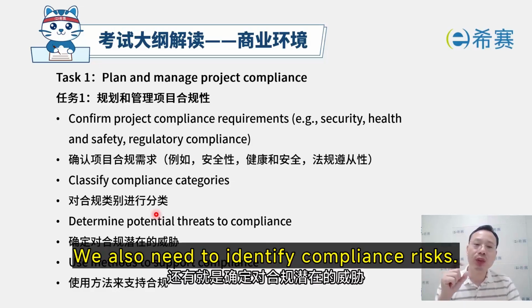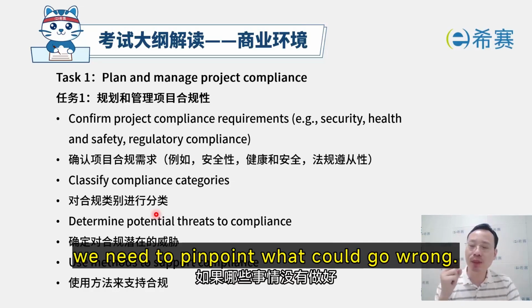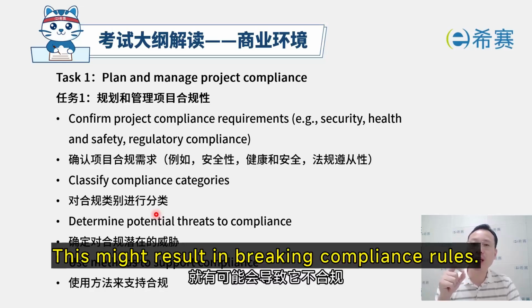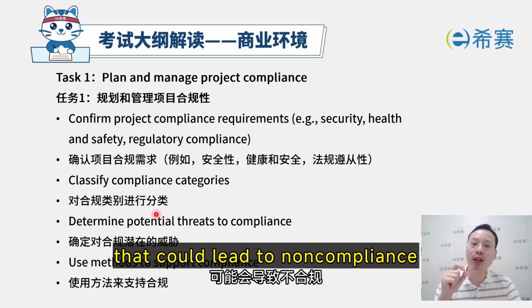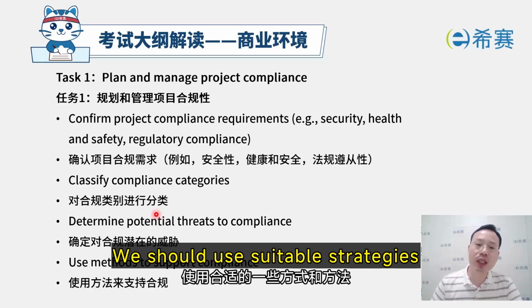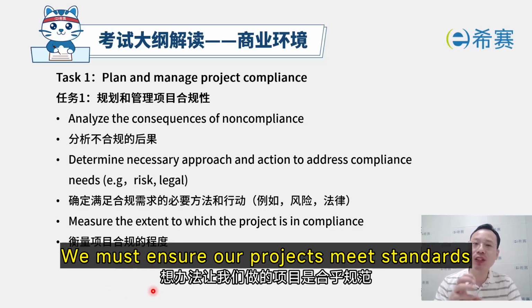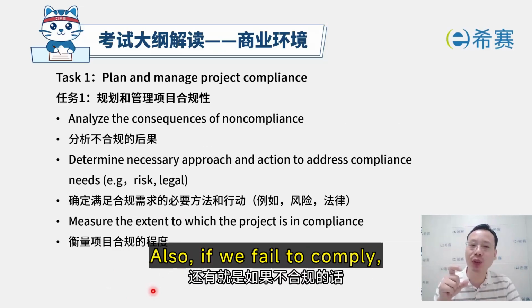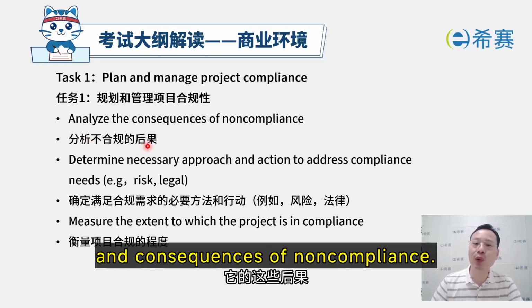We also need to identify compliance risks. In other words, we need to pinpoint what could go wrong. This might result in breaking compliance rules. If there are any practices that could lead to non-compliance, we need to eliminate them or address them immediately. We should use suitable strategies to ensure compliance. We must ensure our projects meet standards and legal requirements. Also, if we fail to comply, we need to understand the implications and consequences of non-compliance.